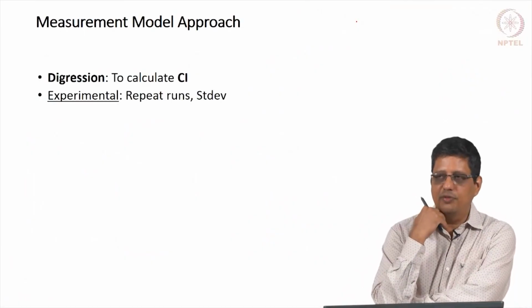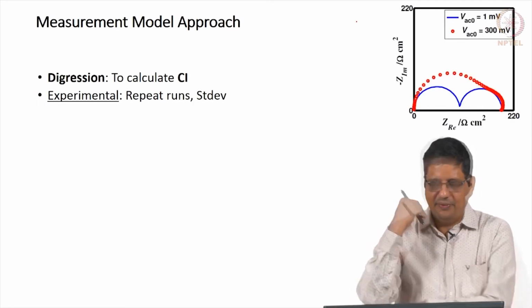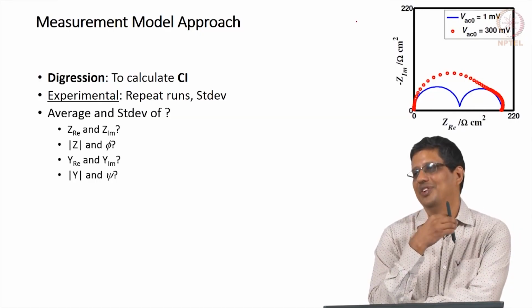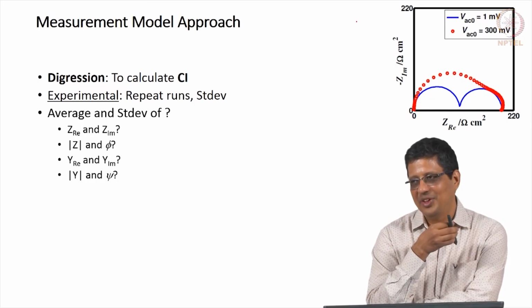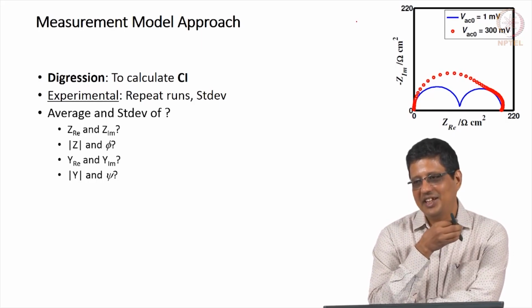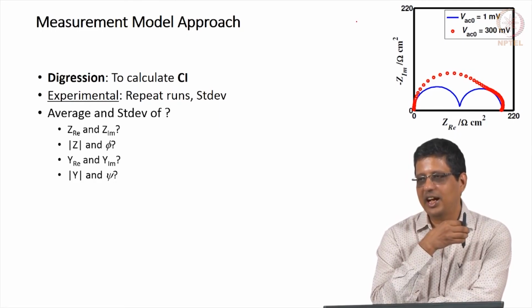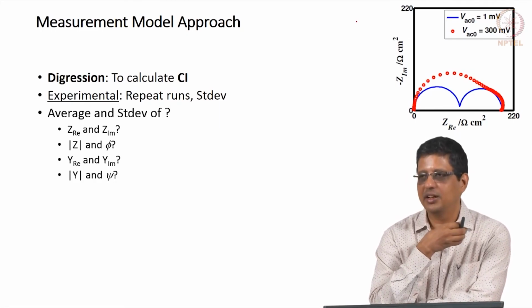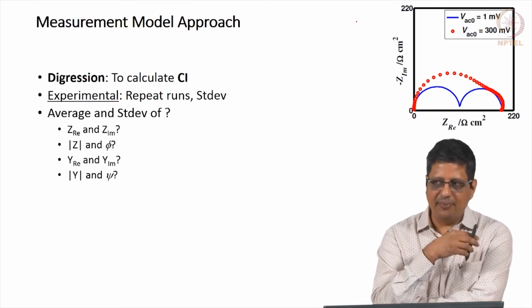I want to calculate the confidence interval. Normally, I will run experimental repeat runs, and when I calculate the confidence interval, what do I do? Do I take the average and standard deviation of impedance, real and imaginary values? Do I take the average and standard deviation of magnitude and phase? Should I do it for admittance, real and imaginary, or magnitude and phase? All of this will give you a different value, by the way.